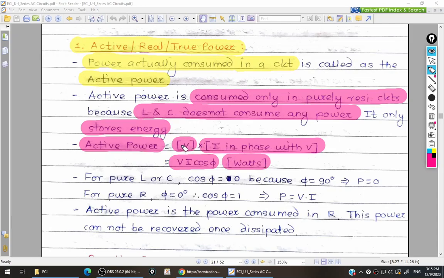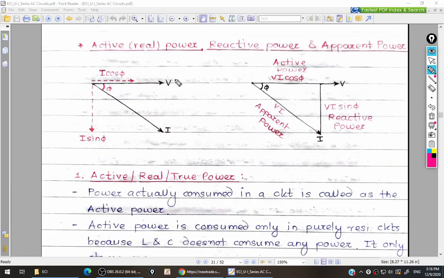Now what is the meaning of voltage multiplied by current in phase with voltage? Again go back to the phasor diagram. Here you will find that this is your voltage, and current is divided into two parts: one is I cos phi and another is I sin phi. Now if you multiply voltage with the current component I cos phi, because power is always voltage multiplied by current, but now your I is divided into two parts, I cos phi and I sin phi.